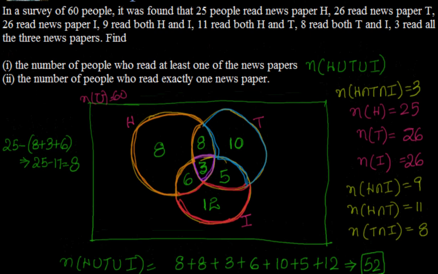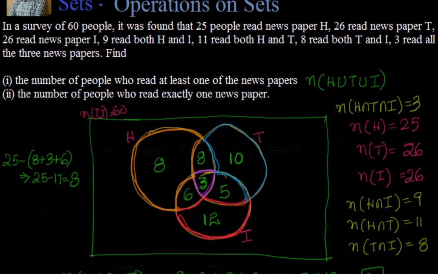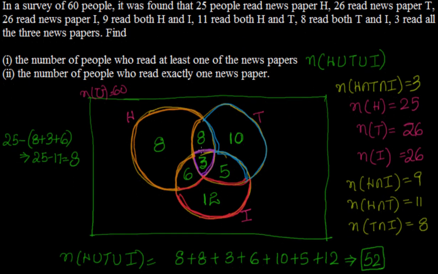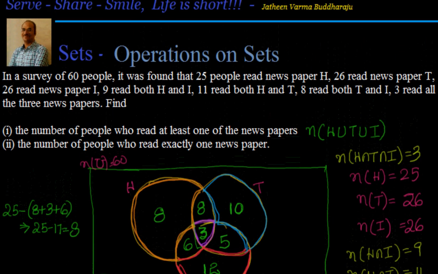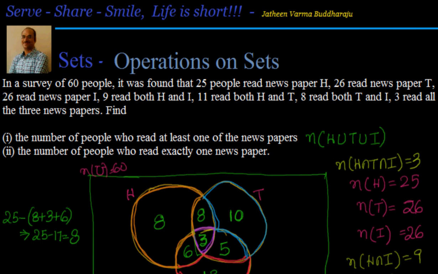So I hope this is clear to you how to solve these type of problems. We have to start with the intersection of three sets so that we can easily fill the remaining intersections. Once we fill the remaining intersections, we know the n of H, n of T, n of I. It becomes pretty simple to find out only H, only T and only I. So see you in the next session. That's about how to solve problems related to three sets.